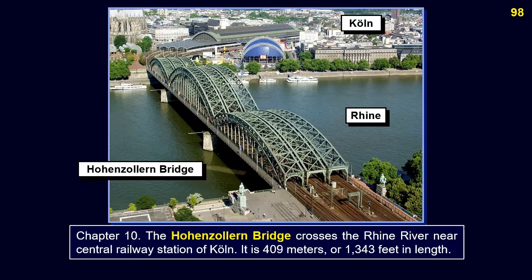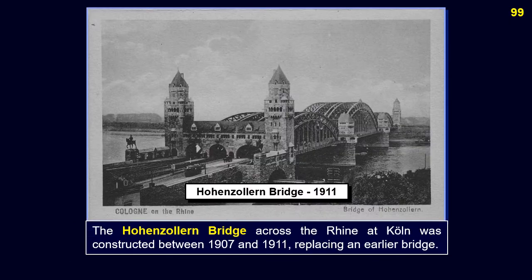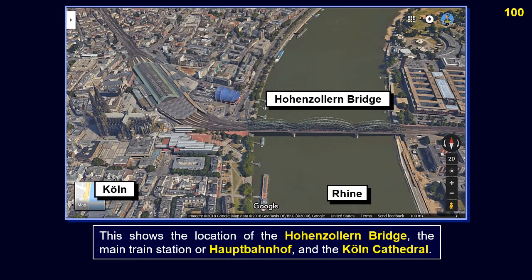The Hohenzollern Bridge crosses the Rhine River near the central railway station of Köln. It is 409 meters, or 1,343 feet in length. The Hohenzollern Bridge across the Rhine at Köln was constructed between 1907 and 1911, replacing an earlier bridge. This shows the location of the Hohenzollern Bridge, the main train station or Hauptbahnhof, and the Köln Cathedral.